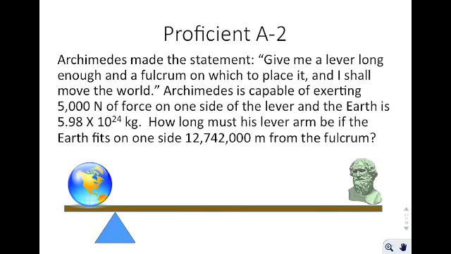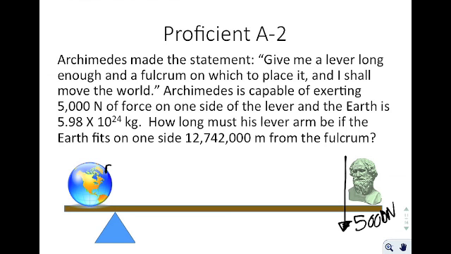In the next example, it says, Archimedes made the statement, give me a lever long enough and a fulcrum on which to place it, and I shall move the world. Okay, that was in the introductory quote, but it's also in this particular example. In this one, it says, Archimedes is capable of exerting a force of 5,000 newtons. Okay, so we know 5,000 newtons. And then he said he's able to move the Earth.